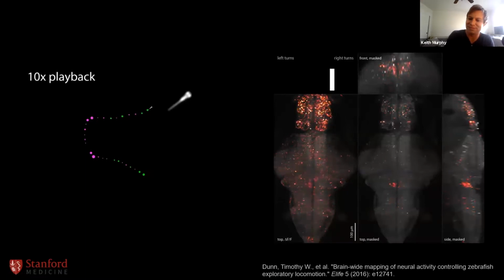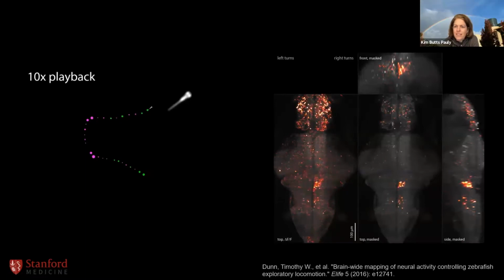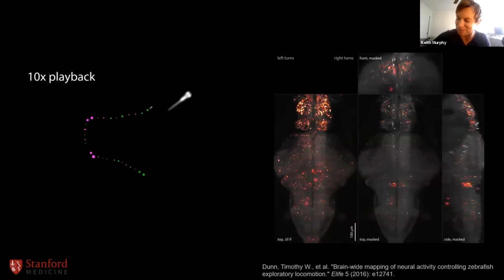Thoughts, Kim? I think there was some study by the University of Utah looking at vestibular effects in fish. How does ultrasound affect the vestibular system? And they found that it did. What is the vestibular system?